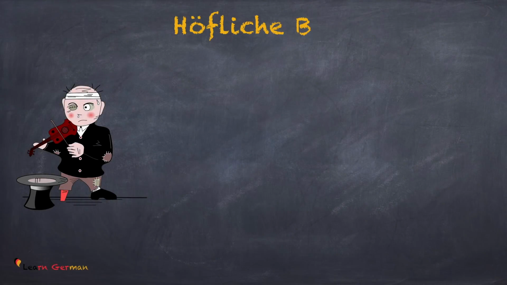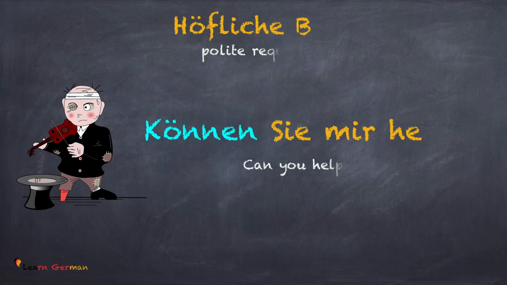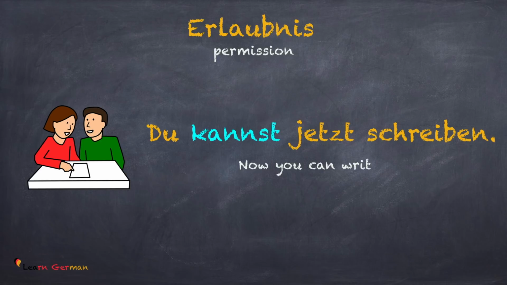Another very common use of können is when you are making polite requests, höfliche Bitte. For example, können Sie mir helfen? The next use of können is when you're talking of permission or Erlaubnis. Du kannst jetzt schreiben. The use of können for Erlaubnis is only in very limited situations. For example, when parents are talking to their kids or when a teacher is talking to his or her pupils.